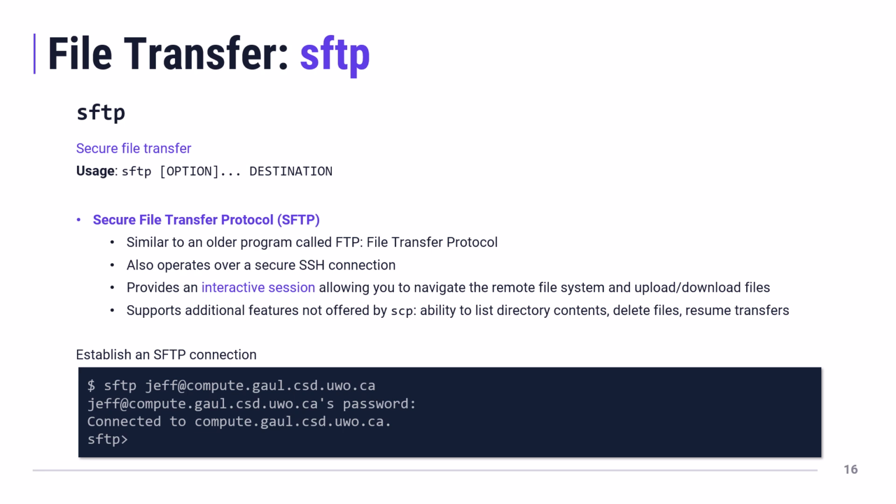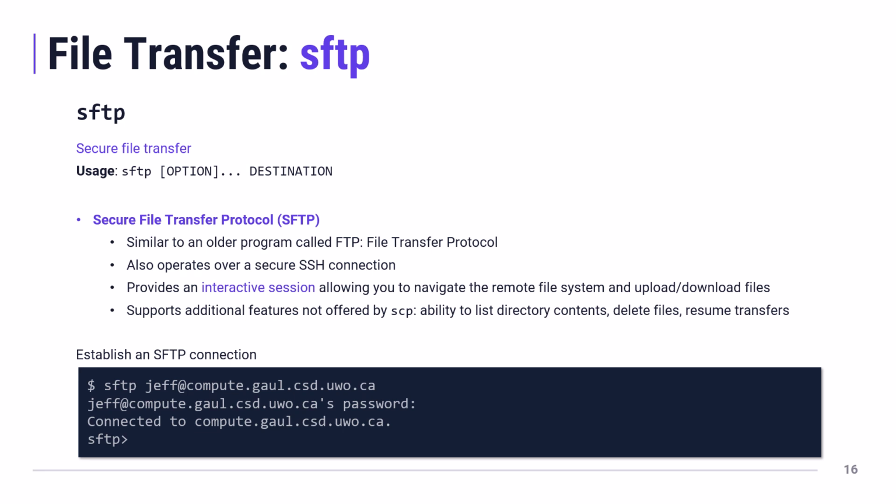Another option is the SFTP command, Secure File Transfer Protocol. It's similar to an older protocol called FTP, File Transfer Protocol, but it operates now over a secure SSH connection. So again, when you establish an SFTP connection to a server, it will behind the scenes establish an SSH connection to the server, and then any communication that takes place, any files that get transferred, will be done over that encrypted connection. So the difference with SFTP is that it provides an interactive session.